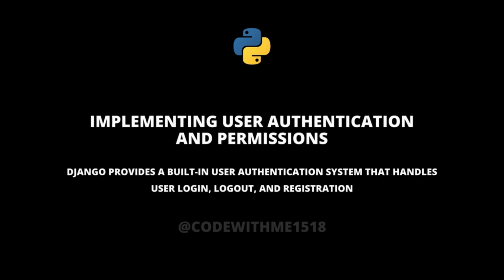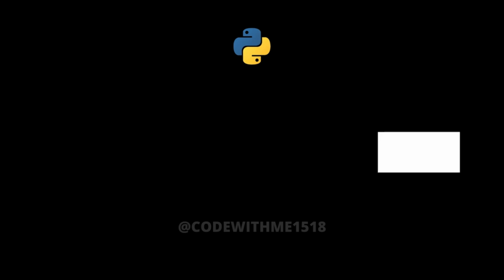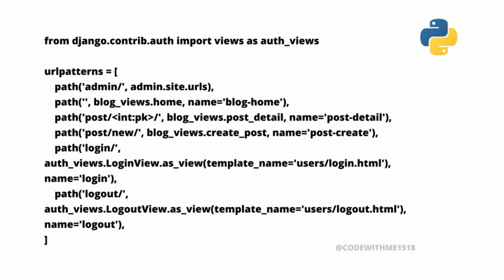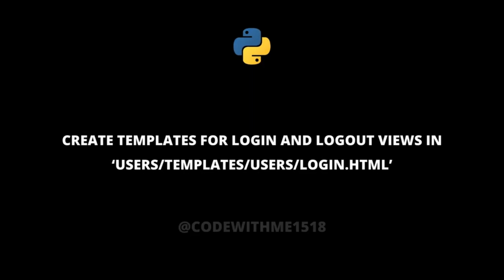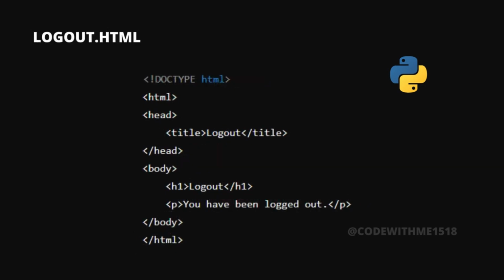Last but not least, let's implement user authentication and permissions. Django provides a built-in user authentication system that handles user login, logout, and registration. First, add authentication views provided by Django to mysite/urls.py. Next, create templates for login and logout views in users/templates/users/login.html and logout.html.